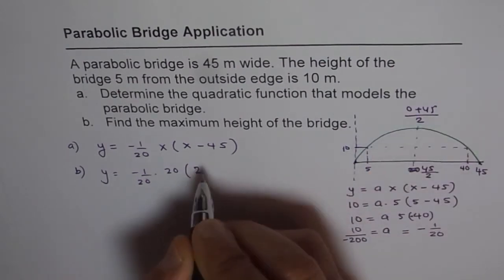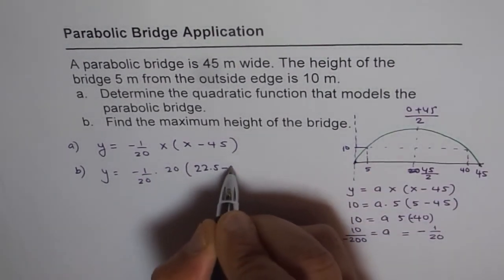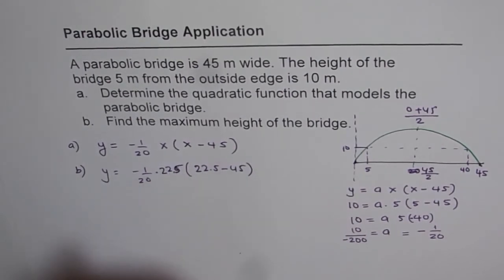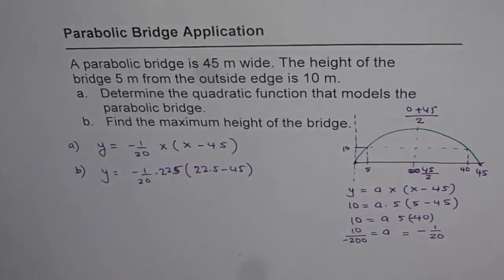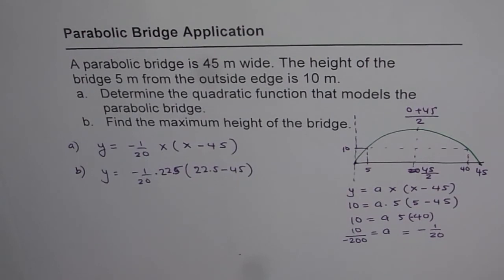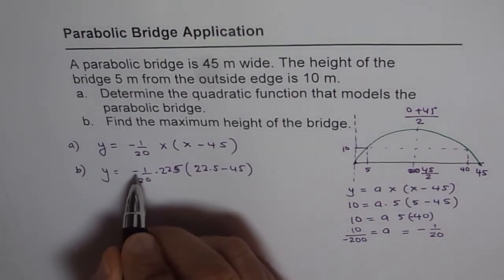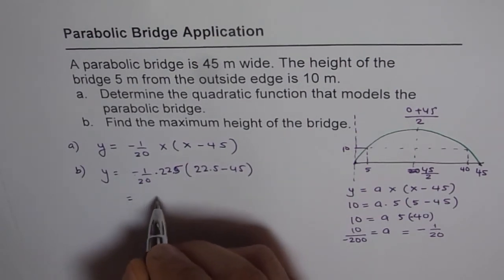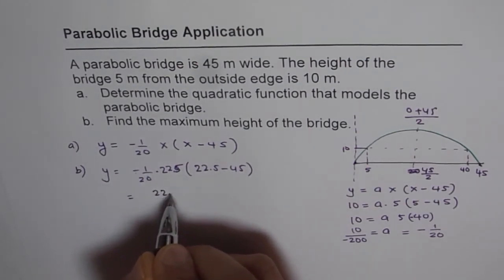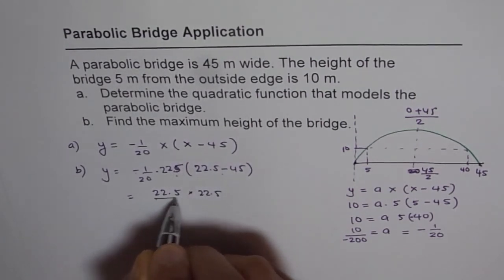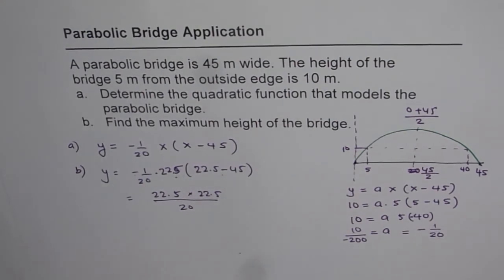Which is 22.5. So it is 22.5 minus 45. I should write here times 22.5, okay? So that gives us the maximum for the bridge. So we can calculate this, which gives us 22.5 minus 45 will be minus 22.5, and this minus and that minus will become positive. So we get 22.5 times 22.5 divided by 20 as the maximum height of the bridge.